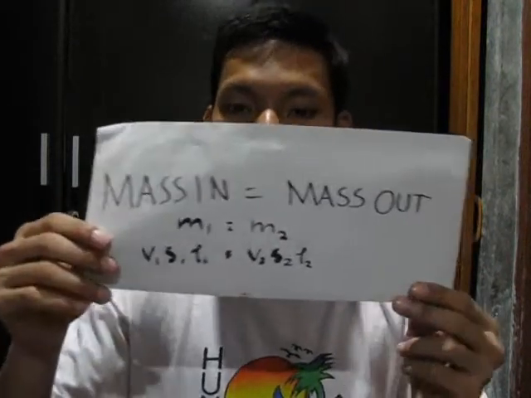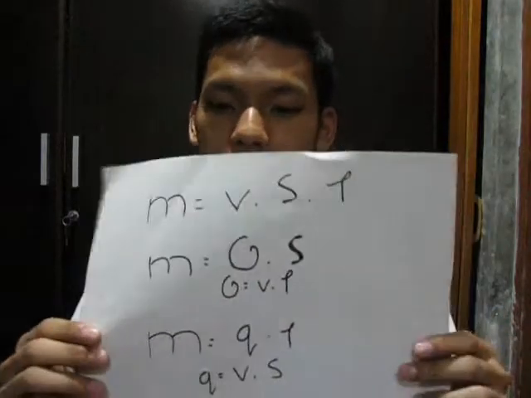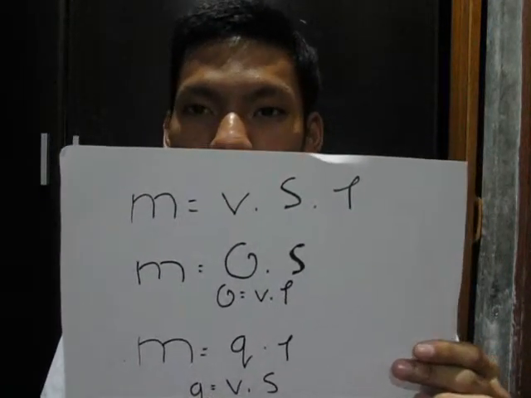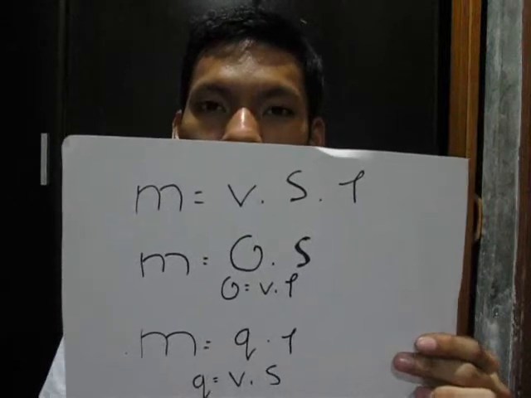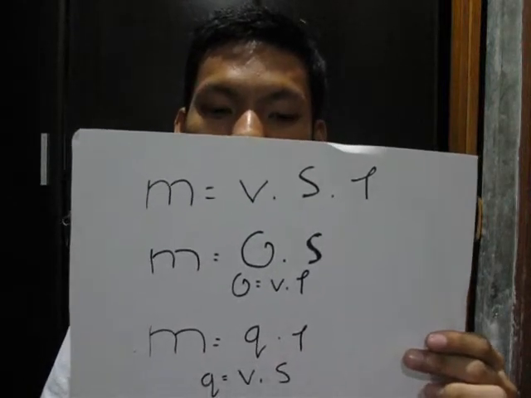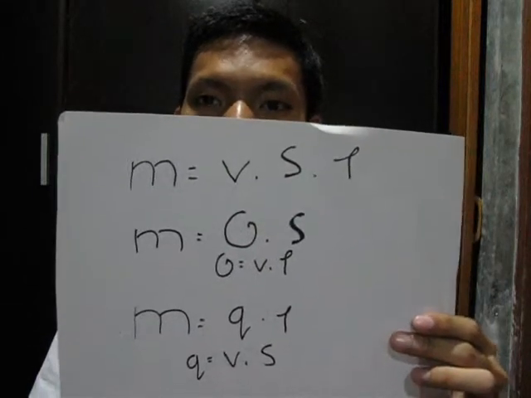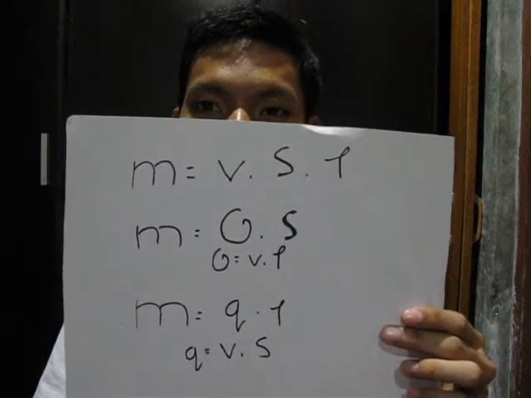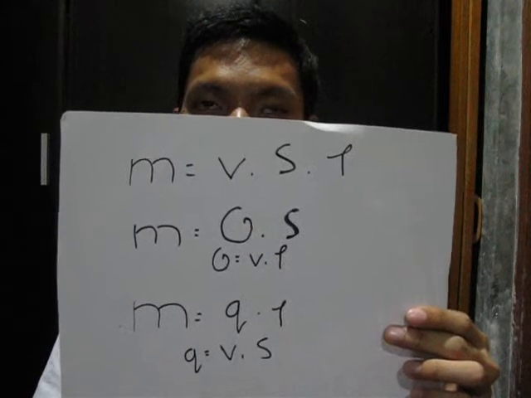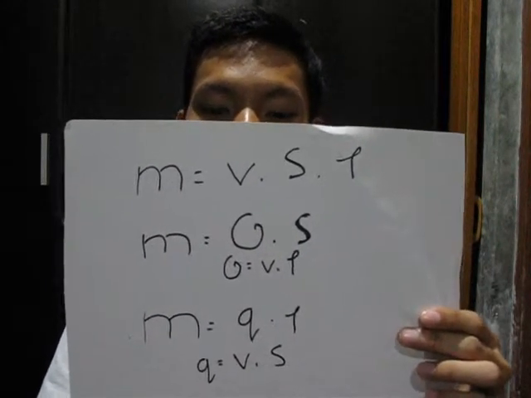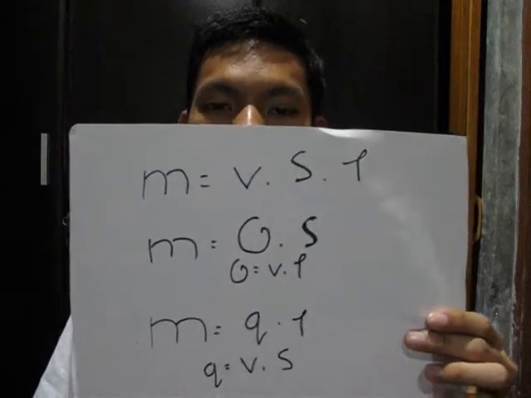And there are other forms for the mass rate. Here's the other one: the mass rate equals the mass velocity times area. The mass velocity is velocity times density, and the other one is m equals Q times rho, where Q is the volumetric rate. To get the volumetric rate, it is velocity times area.